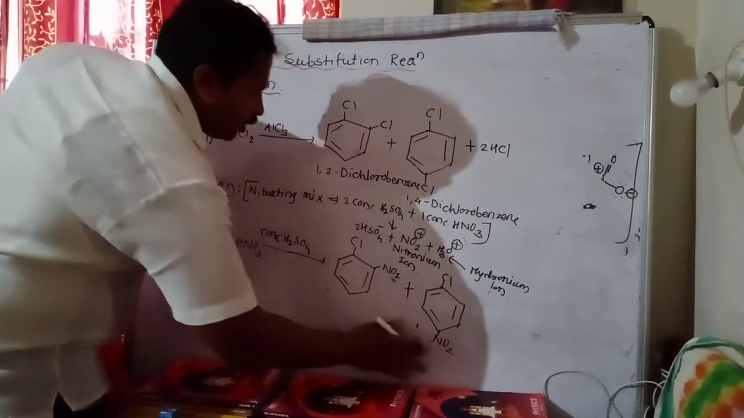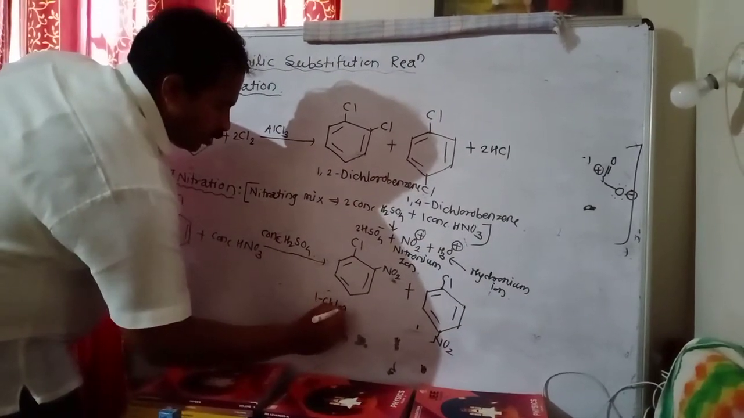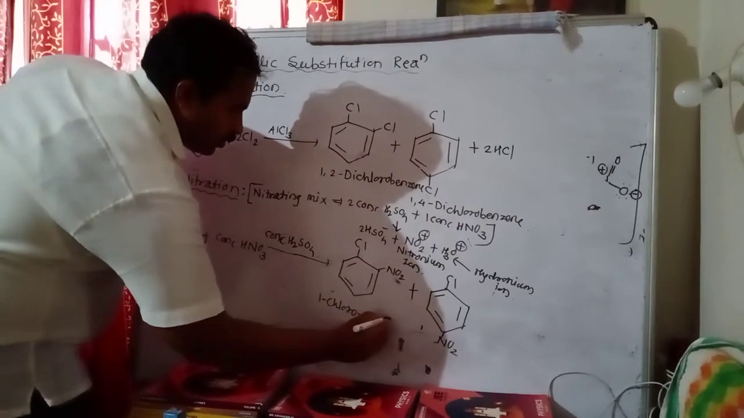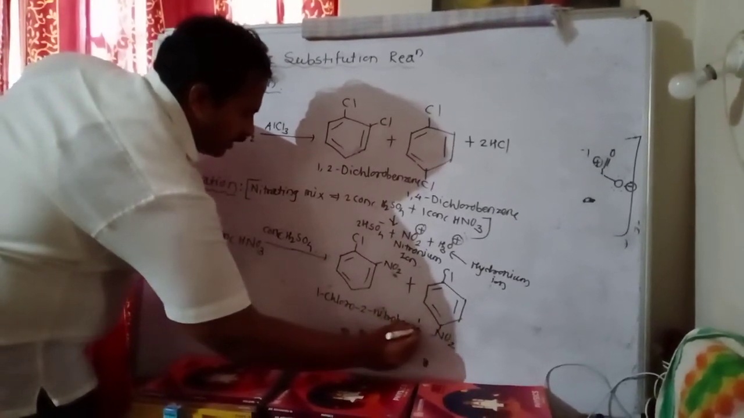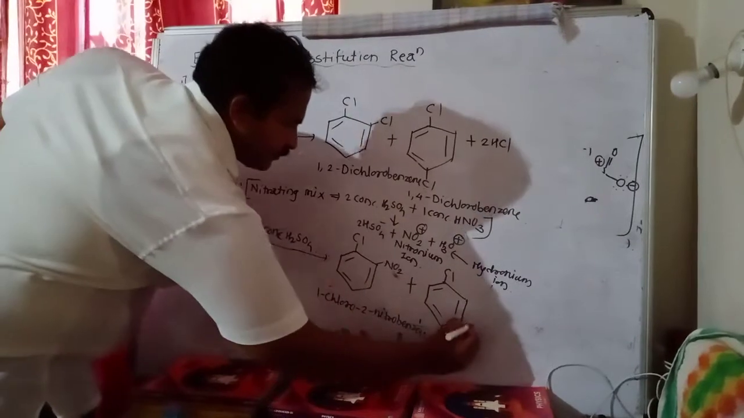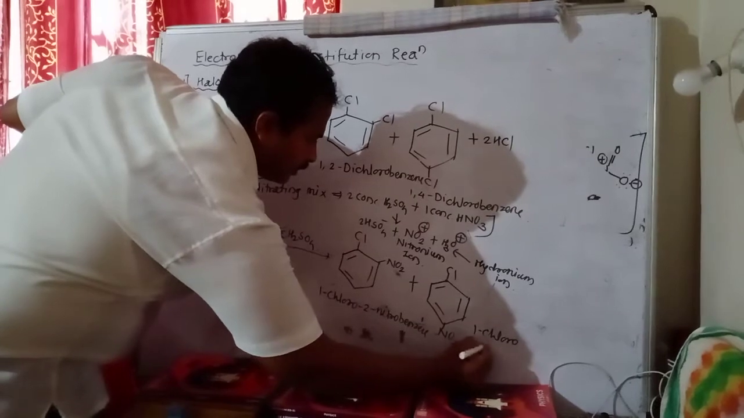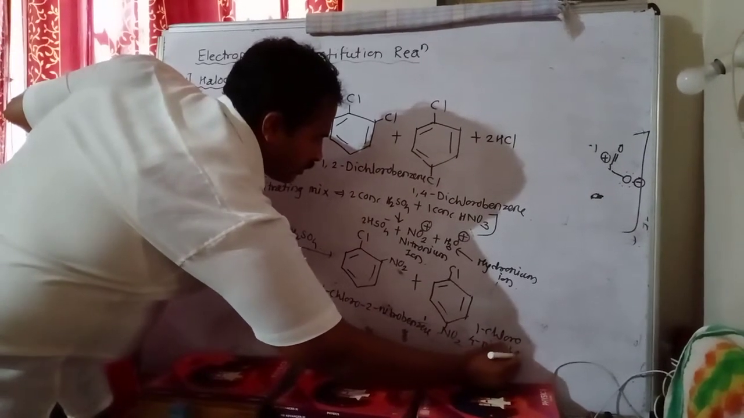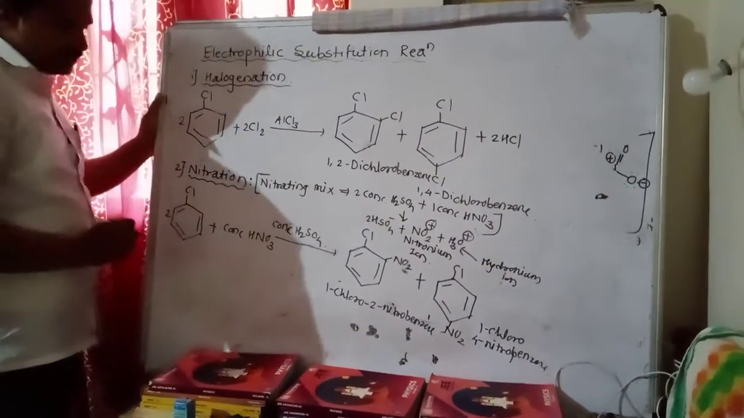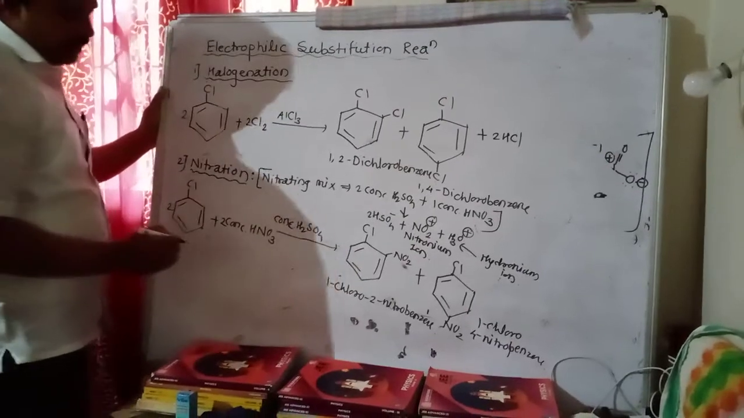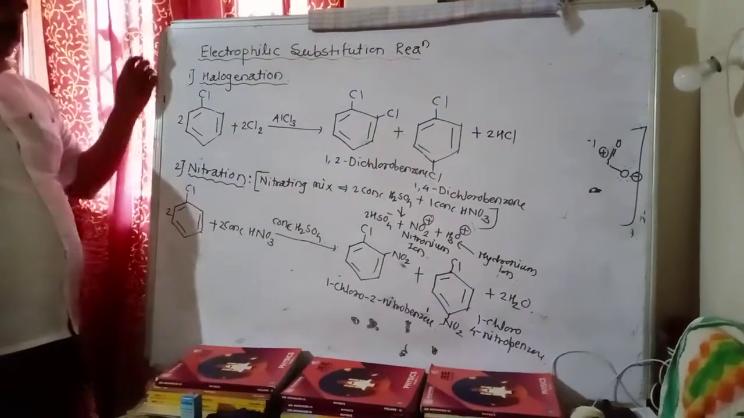The first product and the second product have Cl and NO2. The name of the first compound is 1-chloro-2-nitrobenzene. The name of the second compound is 1-chloro-4-nitrobenzene. How to balance this reaction? We can write 2 HNO3 on the reactant side and formation of 2 H2O.